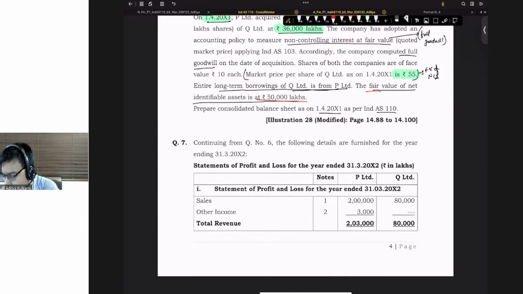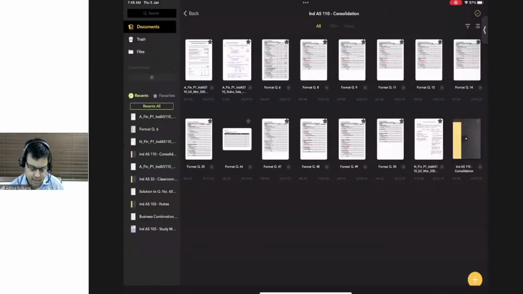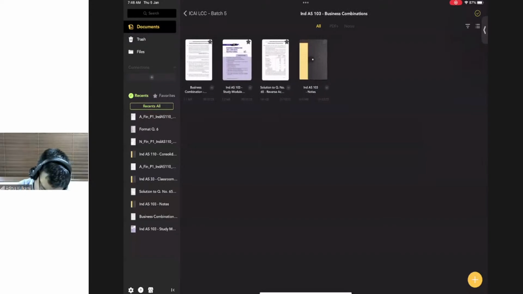Coming to another question, sir, if both options are given in the question, fair value of net assets of the selling company and fair value of shares, which method should we follow for goodwill calculation? I think I gave you a note on this when we did business combinations. When you are given the fair value of equity shares of the subsidiary, always measure non-controlling interest at fair value. Okay, let me check. I think I had given it to you.